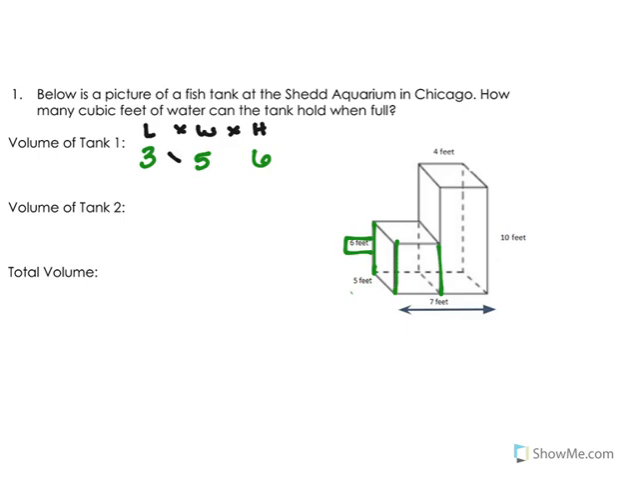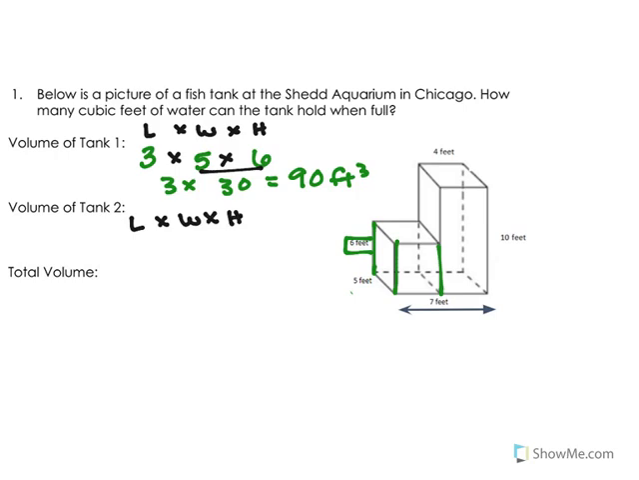Now all I have to do is multiply my 3 dimensions. When I multiply 2 of them together, we get a base area. 3 times 5 is 15, and 15 times 6 equals 90. So we have 90 cubic feet for tank 1. Now, we're going to do the same thinking for tank 2.